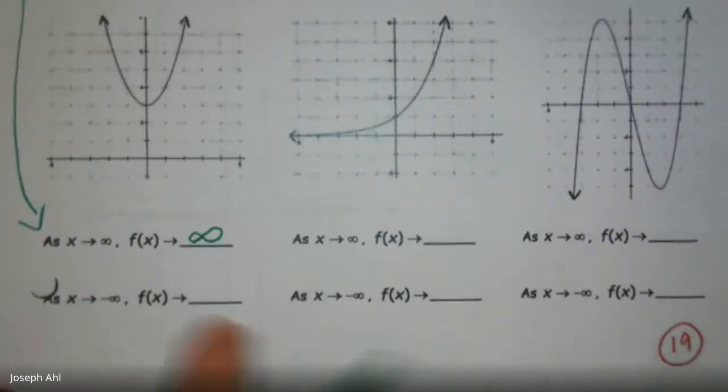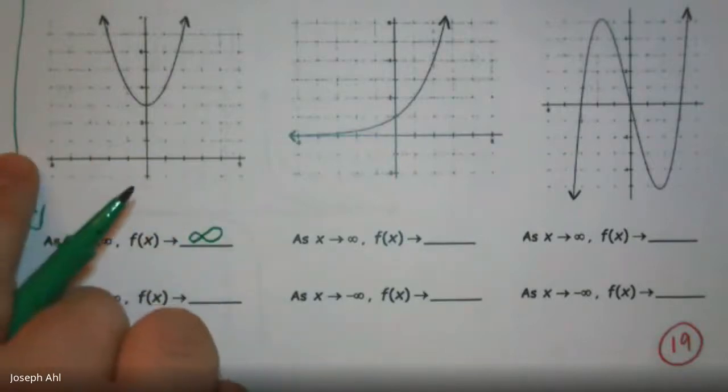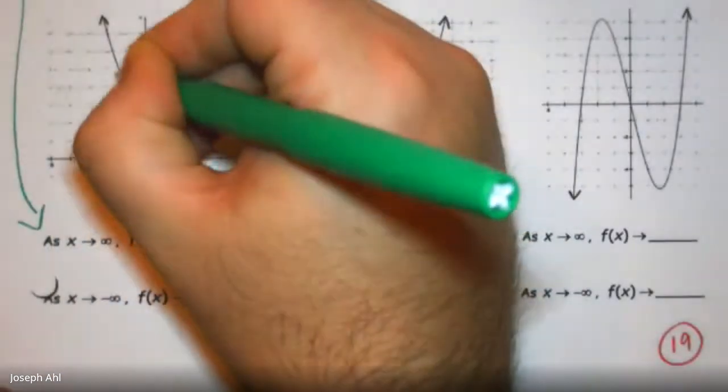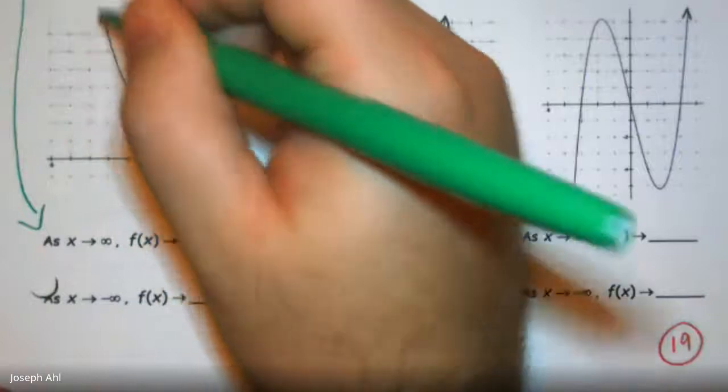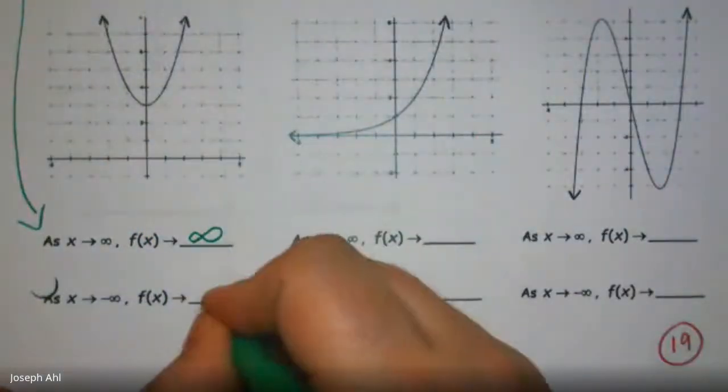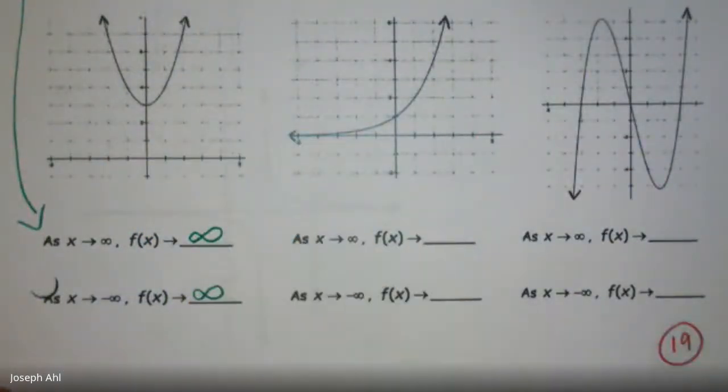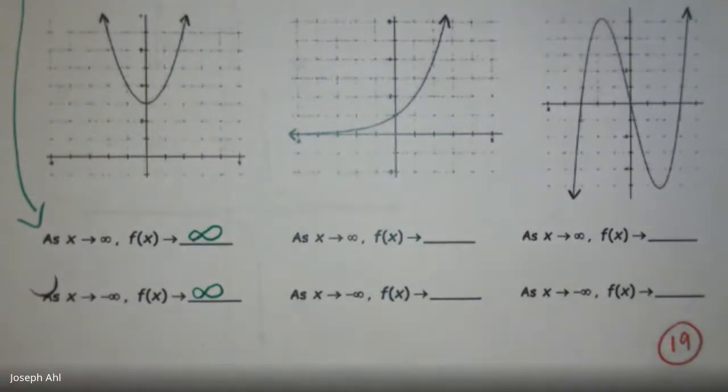Well, what's happening as I go to the left forever, as x goes to negative infinity? As x goes to negative infinity, the graph on the left side is still heading up forever and ever and ever. So f of x goes to positive infinity again. And that's what an end behavior statement tells us, just what's happening at the ends of the graph.